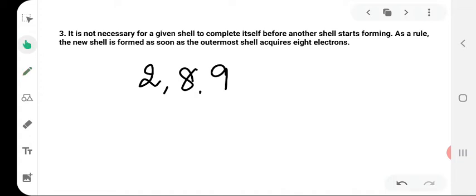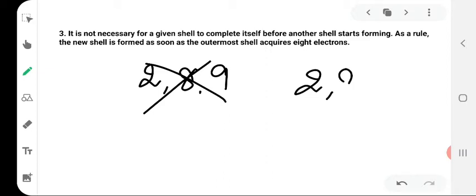The third shell, which is the outermost shell in this case, cannot have 9 electrons. It cannot have more than 8 electrons. Therefore, the fourth shell builds up as soon as the third shell acquires 8 electrons. So the actual electronic configuration is not this one, it is actually 2, 8, 8, 1. This is the actual electronic configuration for potassium.